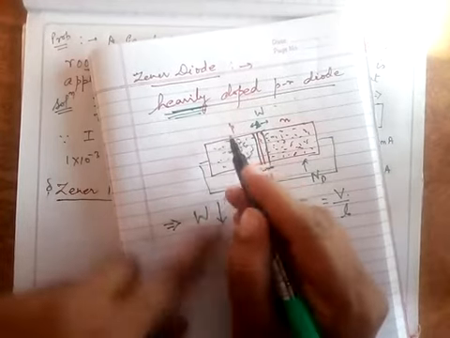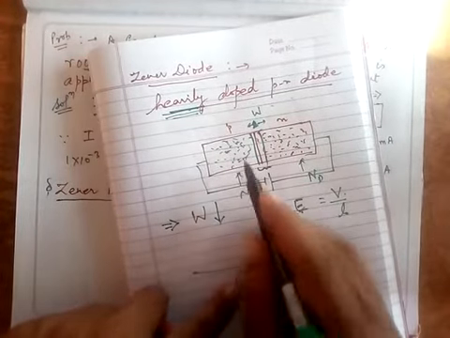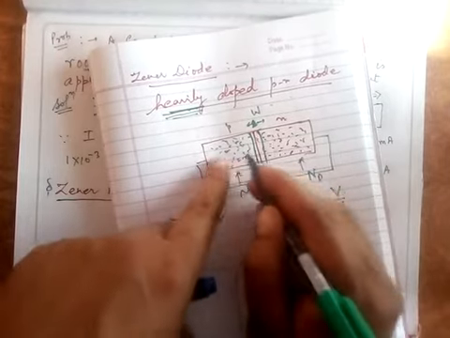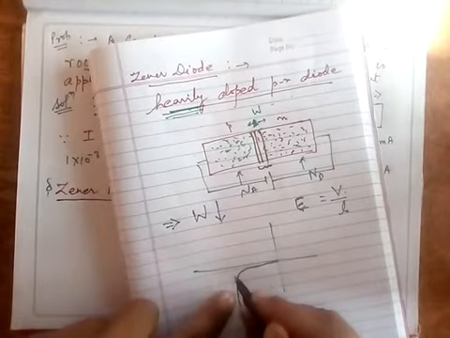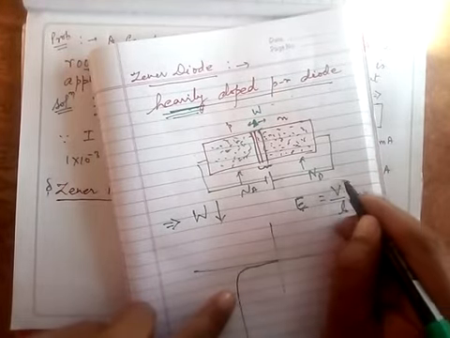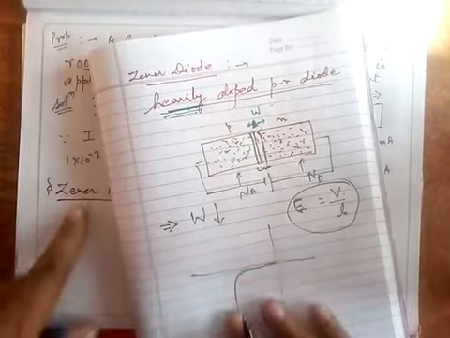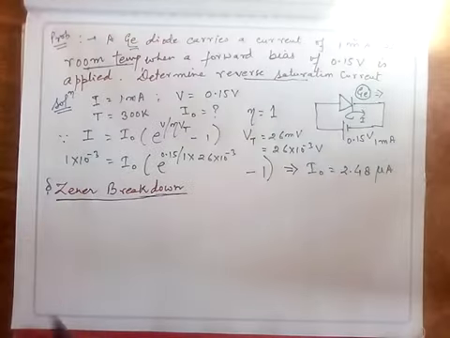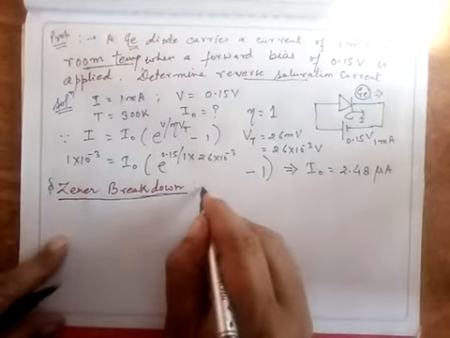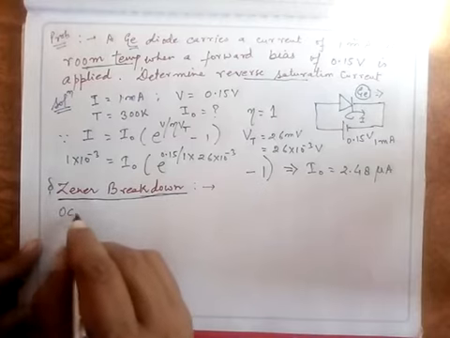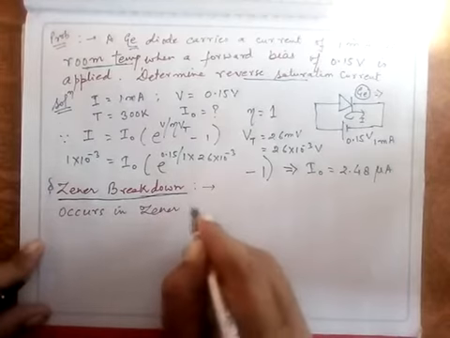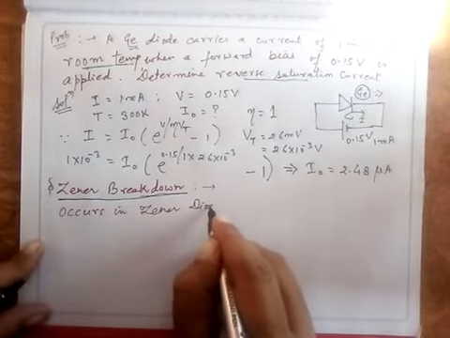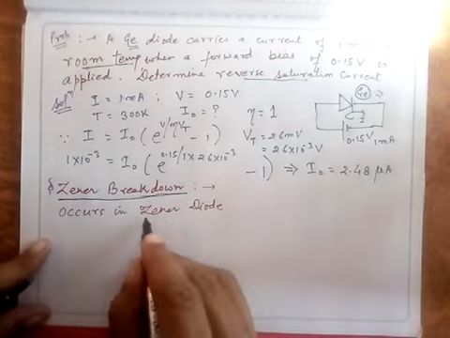In the previous case, in avalanche breakdown, it was because the kinetic energy of these charged particles increased and electron hole pairs were generated. On the other hand, this breakdown is due to this heavy electric field. So this type of breakdown is called a Zener breakdown, and it is used in the Zener diode. Zener breakdown occurs in the Zener diode. We'll discuss this Zener diode and its application. It is very useful.